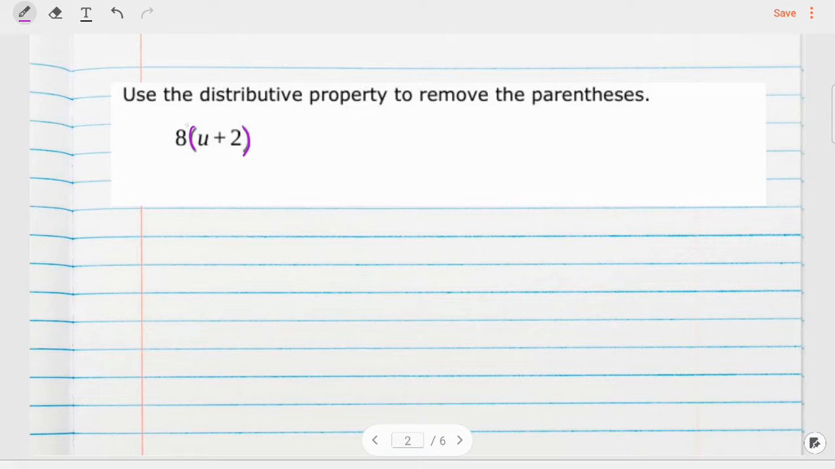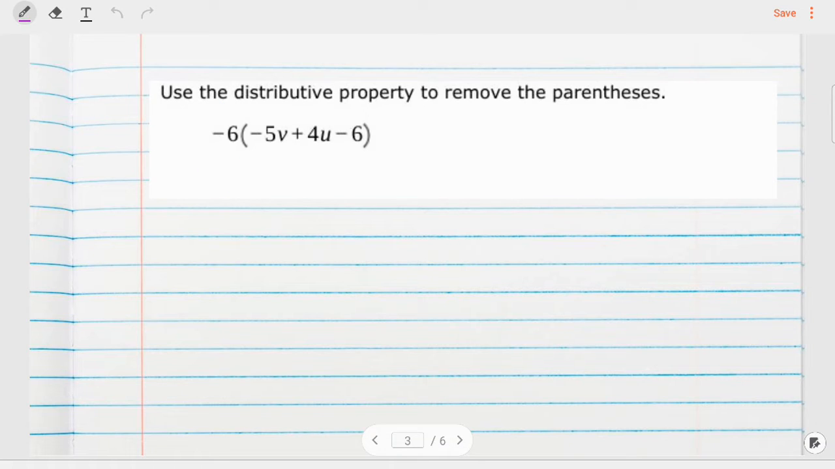What I need to do is duplicate everything that's on the inside. I should have 8 copies of u. So that means I have 8 u's. I'm also going to duplicate 8 copies of 2. 8 copies of 2 gives me a total of 16. And once I have multiplied everything on the inside, then I'm done. This would be my simplified and final answer.